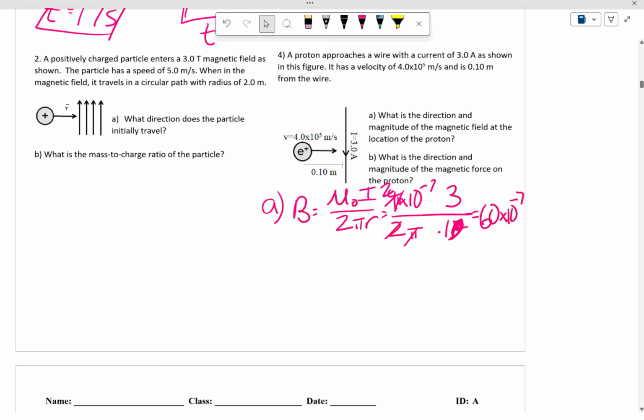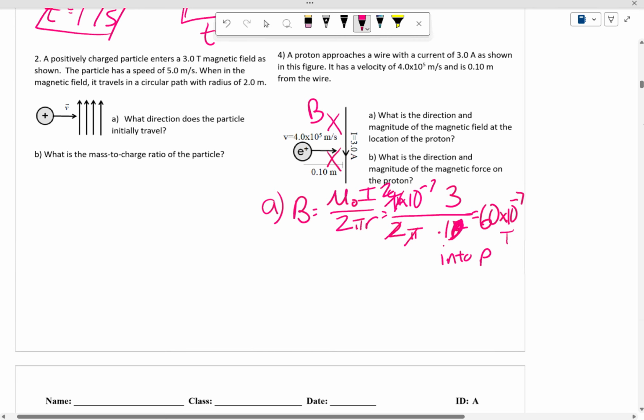Use your right-hand rule. Your thumb goes in the direction of the current. They go into the page on the left side and out of the page on the right side. I need to know on the left side, so that was into the page is my magnetic field. So it's 60 times 10 to the minus 7 Tesla into the page. Or you could say negative Z. Either one of those would be fine. Honestly, if you just drew the figure there, I'd probably give you credit for that too. Just show the direction somehow.